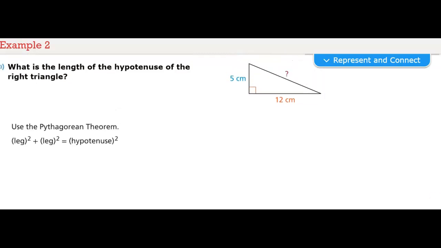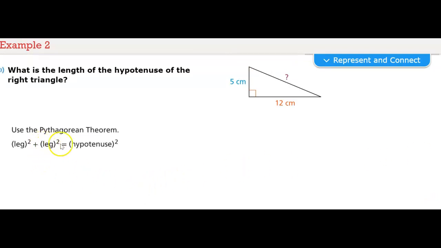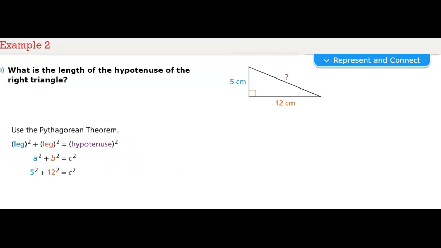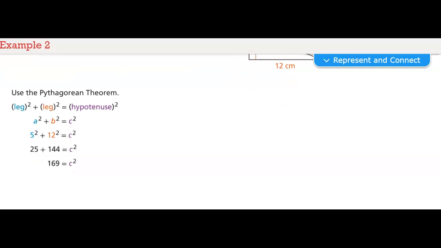Use the Pythagorean theorem: leg squared plus leg squared equals hypotenuse squared. So here's a leg, there's a leg, and the hypotenuse is here. We have a squared plus b squared equals c squared, and our a is 5, our b is 12. Then we calculate that.